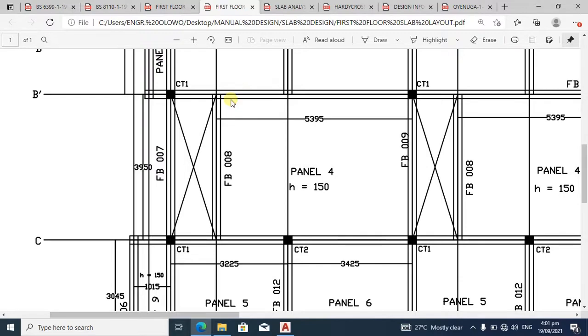So in the next class we are going to consider the design, the calculation of the value of the moment along these continuous edges.